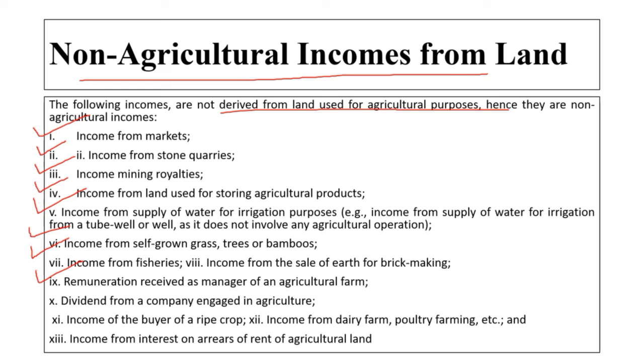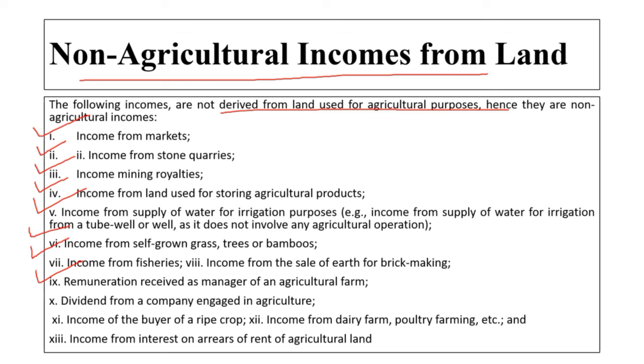Then income by the buyer of the standing crop will again not be considered as agriculture income. Income from a dairy farm will not be considered as agriculture income, it is non-agriculture income. The dairy farm will not be included in agriculture income. And the last one is income from interest on arrears of rent of agricultural land, which is again not considered as agriculture income. So this is all about agriculture income.